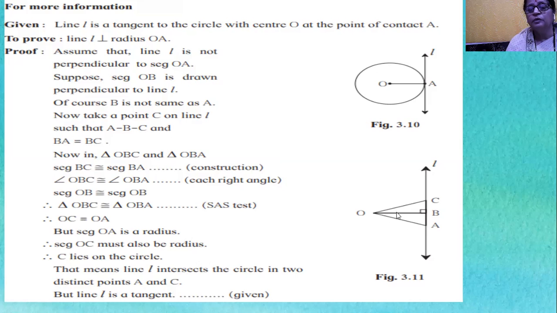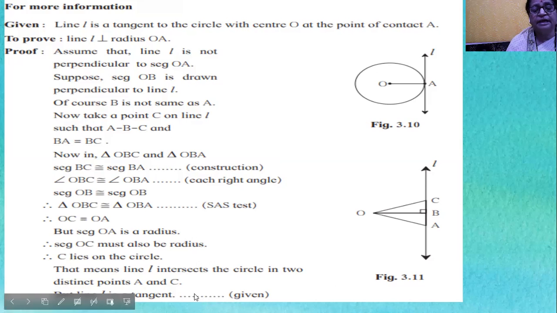But OA is a radius to this line here. This is a tangent and OA is perpendicular, as given. So OC must also be a radius, since according to this congruency these two lines are congruent, so OC and OA are congruent. But according to the given, it is not true. C lies on the circle.